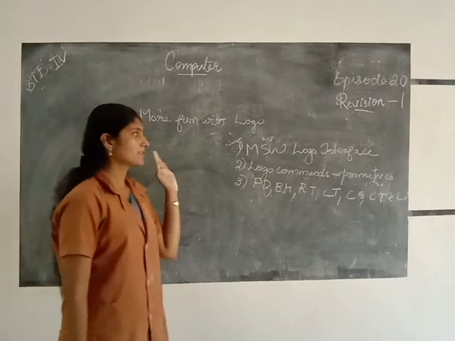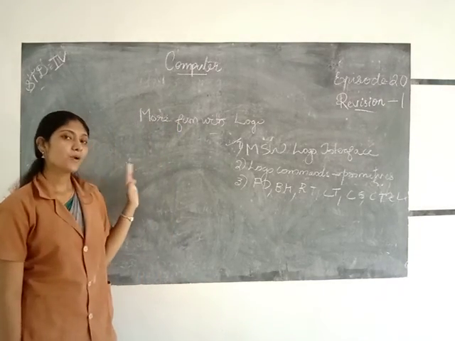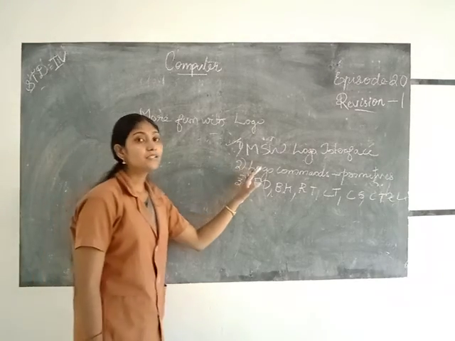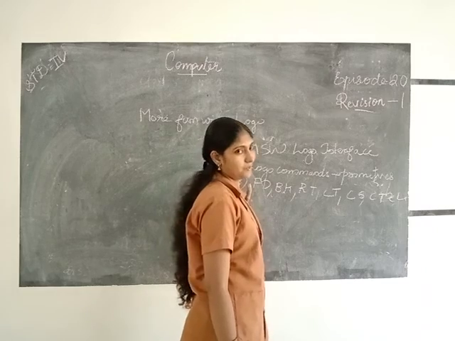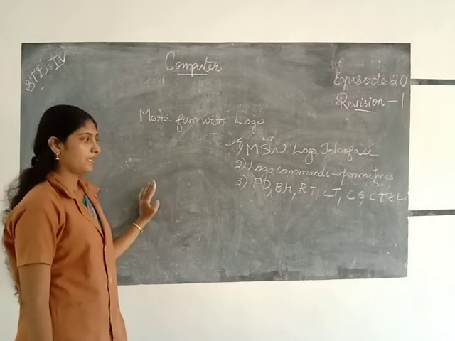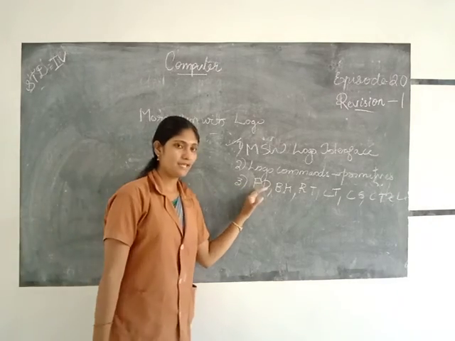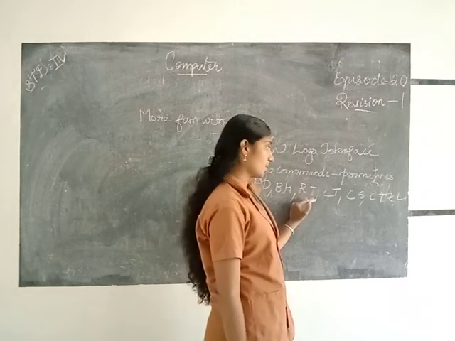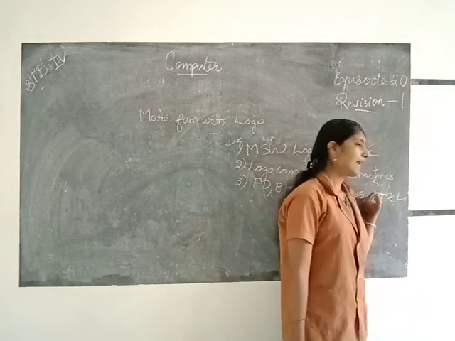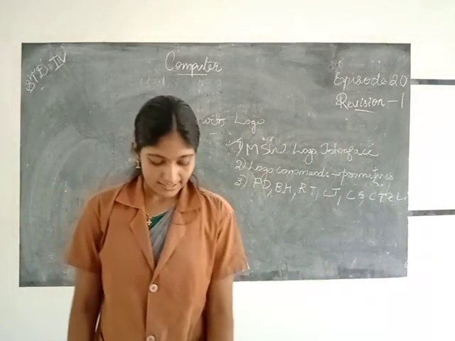So once again, the first point is the MSW logo interface, which provides an interface to work with the logo language. Then the second point: logo commands are known as primitives. Third point: there are some important logo commands like FD. What is FD? Forward. BK, back. RT, right. LT, left. CS, clear screen. And CT, clear text.